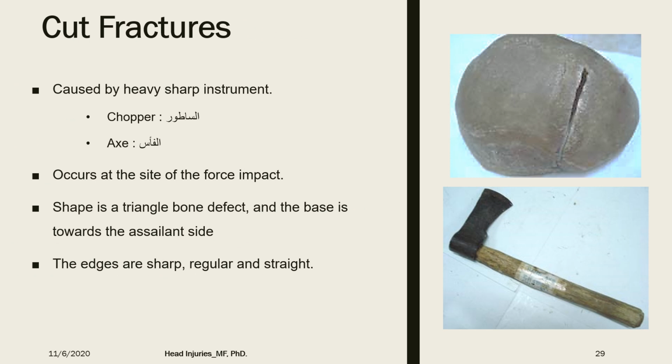Cut skull fractures. These happen by heavy, sharp instruments, as the chopper or an axe. It occurs at the site of application of the force. The shape is usually a triangle. There is a bone defect, and the base is usually towards the side of the assailant. It indicates the site of the application of the force. The edges are usually sharp, regular, and straight.